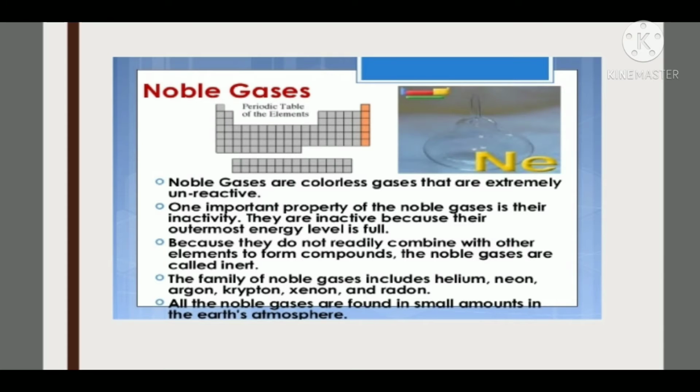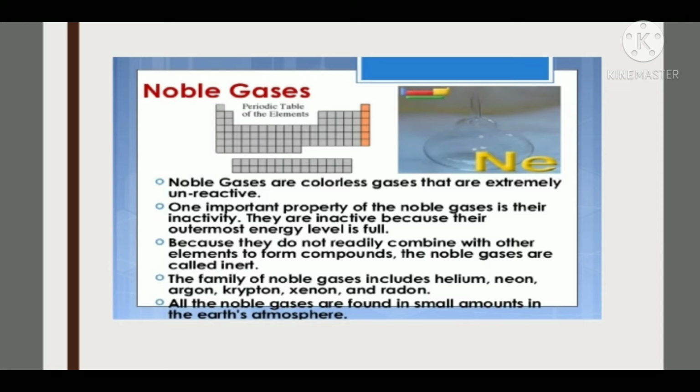And now let us proceed to the noble gases, which have complete valence electrons. Noble gases are colorless gases that are extremely unreactive. One important property of the noble gases is their inactivity. They are inactive because their outermost energy level is full. Because they do not readily combine with other elements to form compounds, the noble gases are called inert. The family of noble gases includes helium, neon, argon, krypton, xenon, and radon.